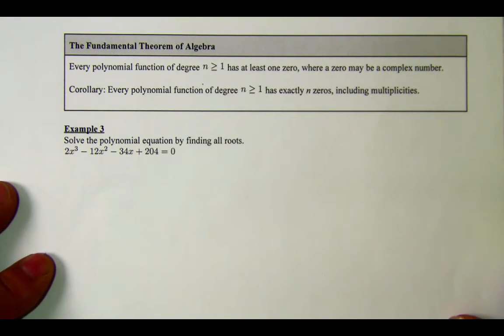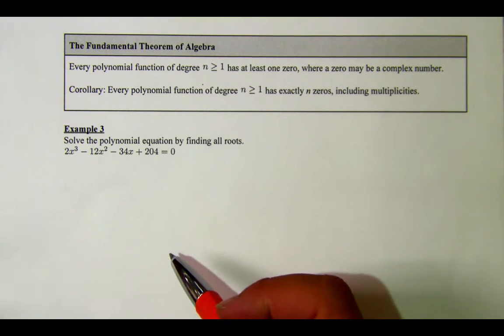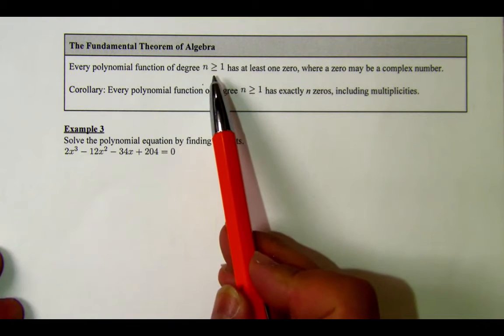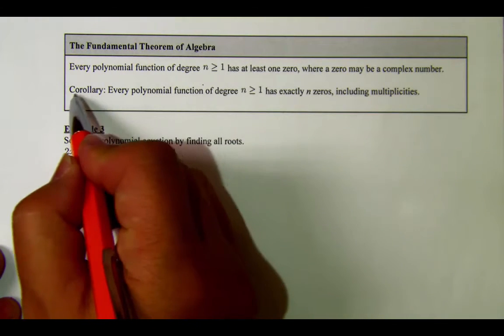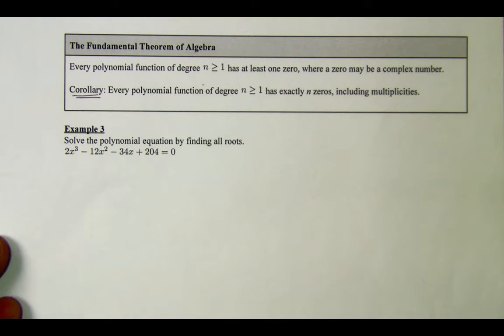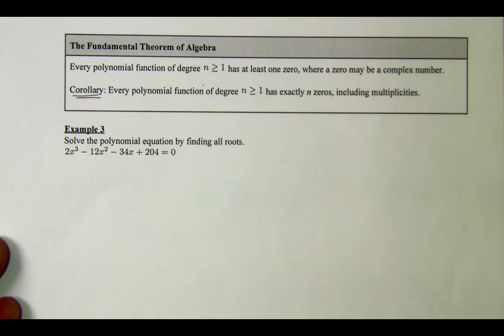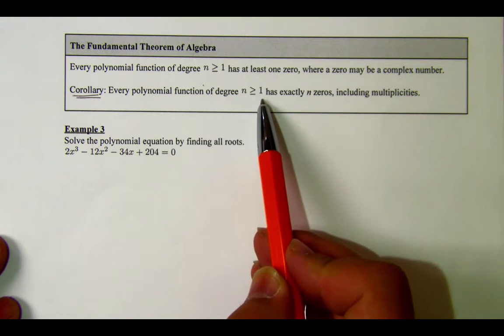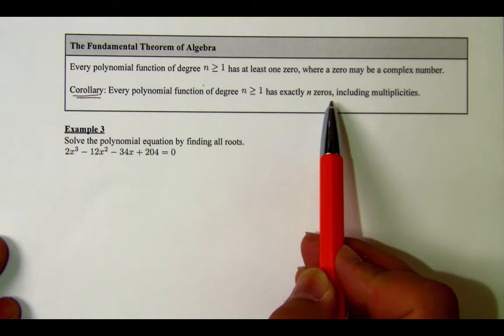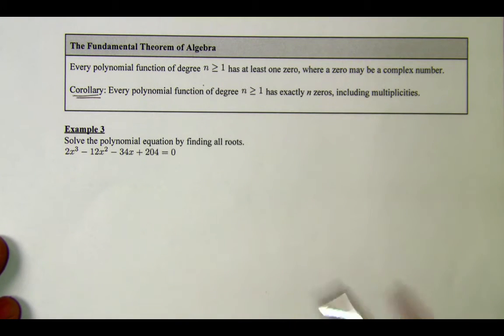So there's a fundamental theorem of algebra that we need to understand. It says that every polynomial function of degree n greater than 1 has at least one zero, where the zero may be a complex number. And a corollary to that is really important. A corollary is a consequence of a theorem, so it's like a minor theorem that could be inferred from the bigger theorem, right? It means that every polynomial function of degree n greater than or equal to 1 has exactly n zeros, including multiplicities.